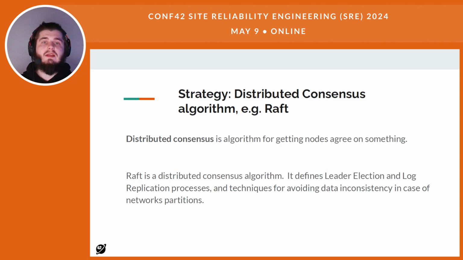Distributed consensus is an algorithm for getting nodes to agree on something. In our case, to agree on a new leader. When this leader election process is started, Raft specifies a lot of instructions and techniques for how to achieve consensus, including in case of network partitions.